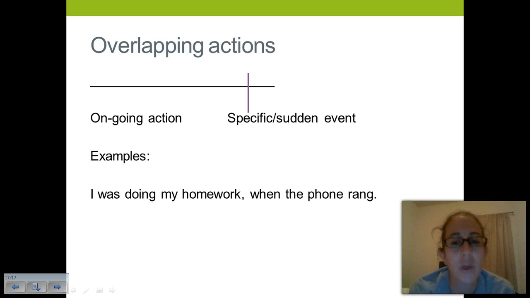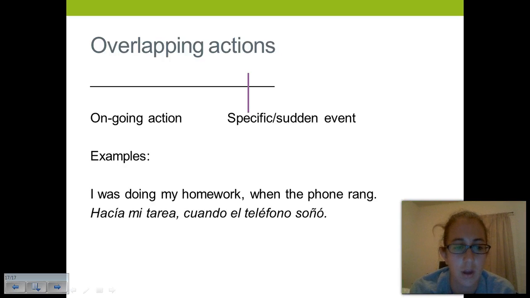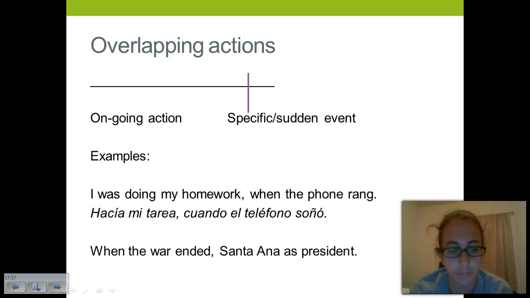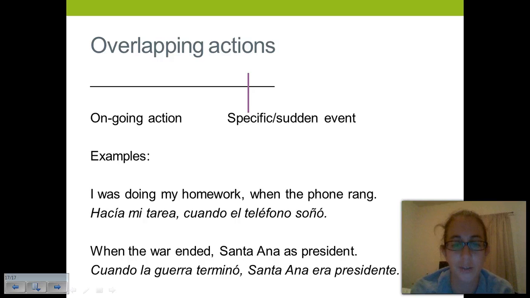I was doing my homework when the phone rang. Hacía mi tarea cuando el teléfono sonó. Okay? So something going on, boom, and then something else happened that interrupted that. Here's another example. When the war ended, Santa Ana was, that should be "was," the president. Yeah, she was president. Okay, there we go. So cuando la guerra terminó, Santa Ana era presidente. All right. So make sure you change that little English there on your notes. It is helpful if you write those examples down so you get to see what your notes look like.